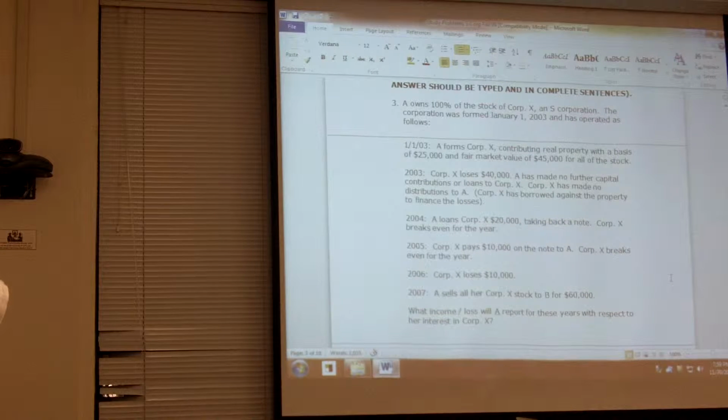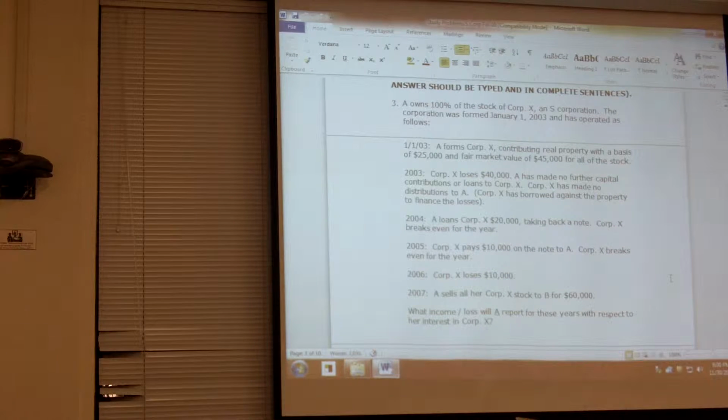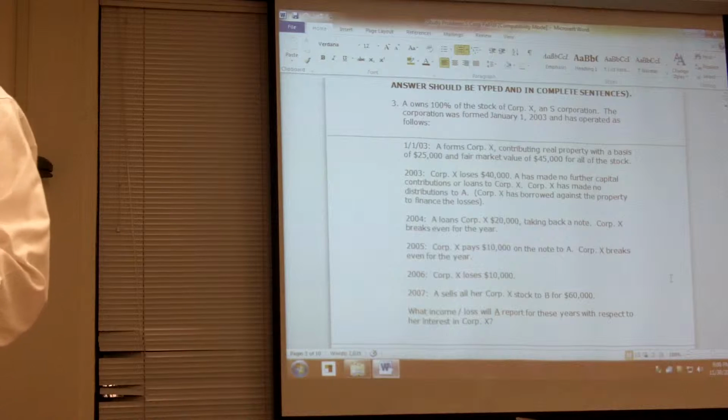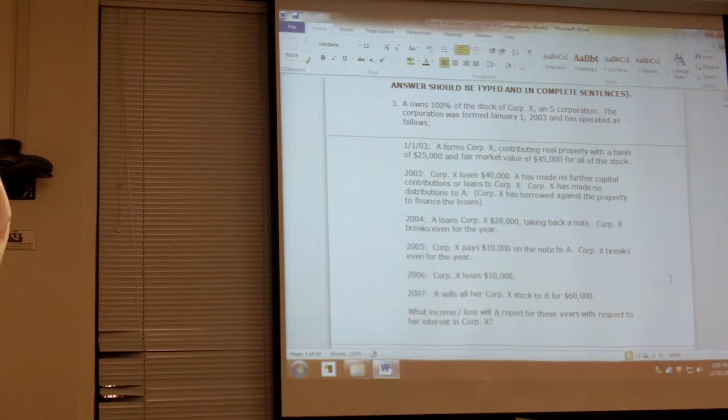Okay, is that a recognition event? Do we have any gain or loss recognized there? No. What is A's initial basis in the S corporate stock? Anybody? Should be 25, right? Just standard corporate rules apply in this case.